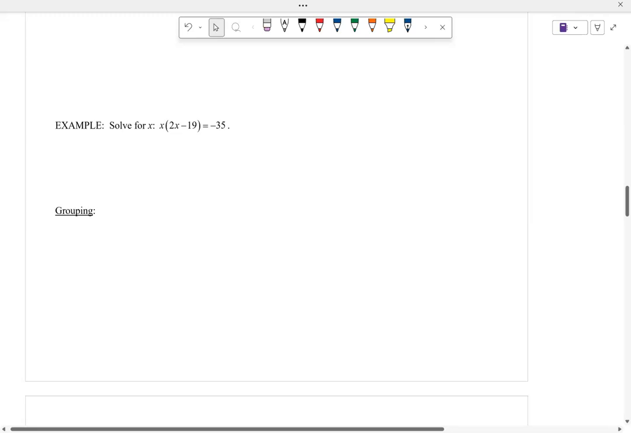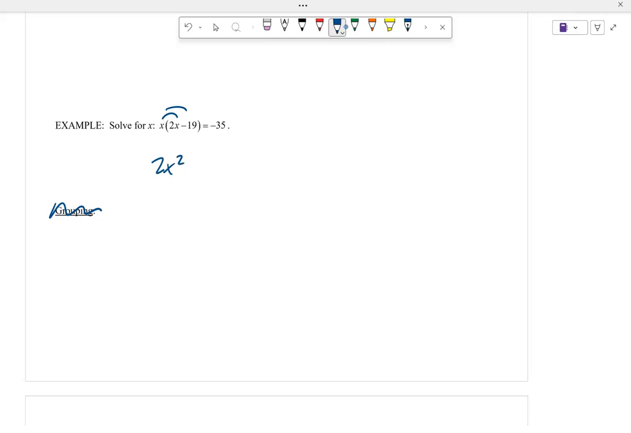Let's go ahead and solve that. X times 2x minus 19 equals negative 35. So let's get one side equal to 0 first.